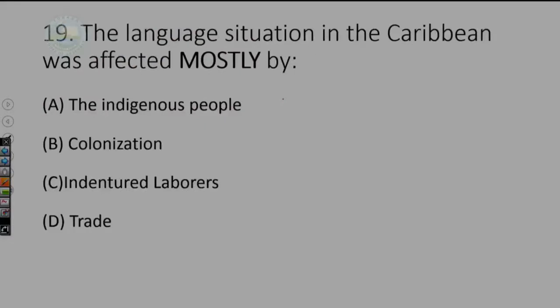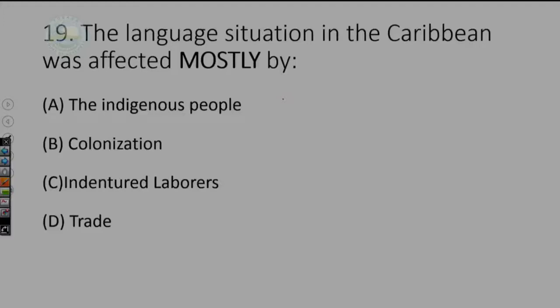Number 19 says that the language situation in the Caribbean was affected mostly by. Now, this question tells us that we've now moved away from the original prompt, and now we're looking at another element of our module 2. So we've moved away from the prompt. There may not be anything in the question or on your paper that tells you we've now moved away. But you should be able to identify that based on how the next question is asked.